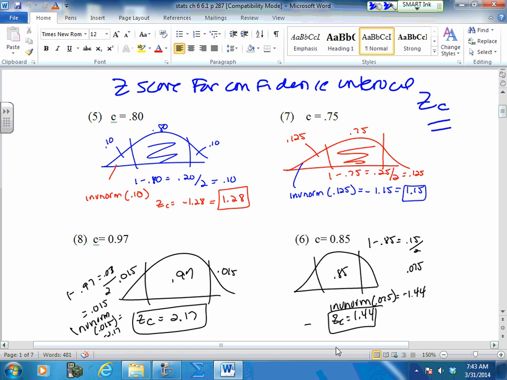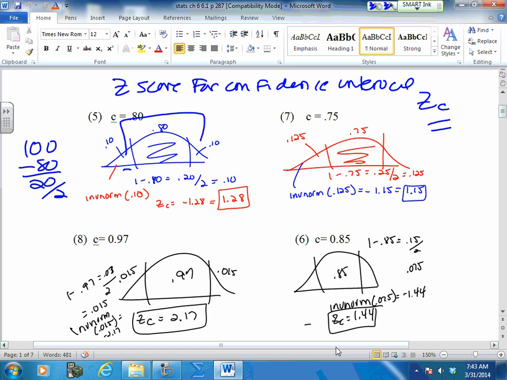If your confidence interval is 80%, 80% of your data sits in the middle. So how much is left out of 100? 20. Okay, so 20% is left. Each tail has to have the same amount. So 100 minus 80 is 20. These two have to add up to 20. Divided by 2, this gets 10%.